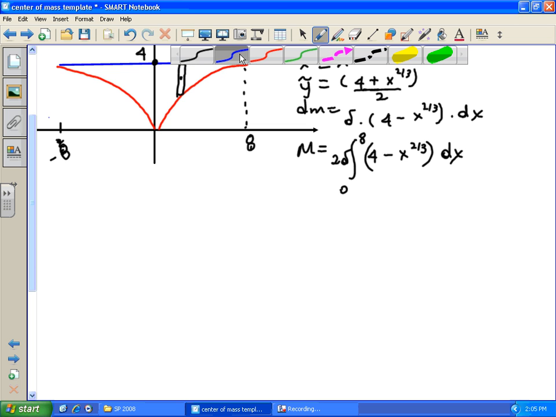You didn't have to do it that way. I'm just trying to take a little shortcut. You could have gone the integral from negative 8 to 8, and the integral of dm, you could do it that way. Or double it and go from 0 to 8 instead. Okay, the integral is 4x minus x to the 5/3 over 5/3, or times 3/5, 0 to 8.